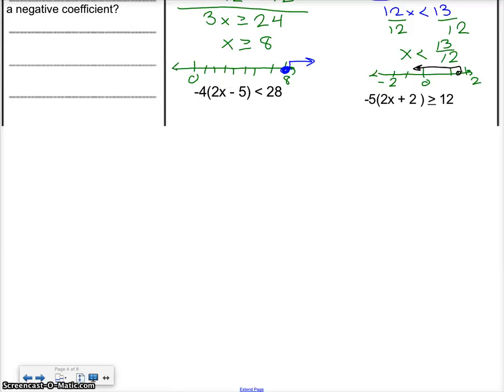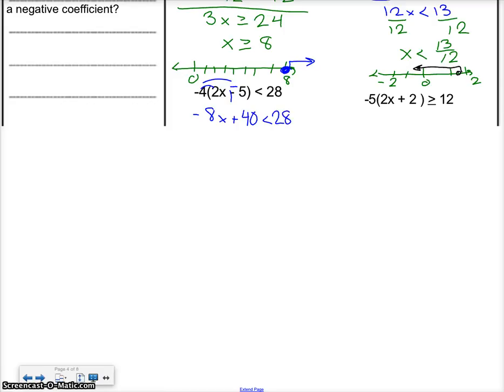Okay, I know I'm going to flip here. I can already see it. And you'll find the more you do these inequalities, you'll identify right away like, oh, I'm going to have to flip this one. And that way it will help you keep that in track. Notice I did step 1, which was rewrite. I turned a plus a negative. Now I'm doing step 2, I'm distributing. Negative 8x plus 40 is less than 28.